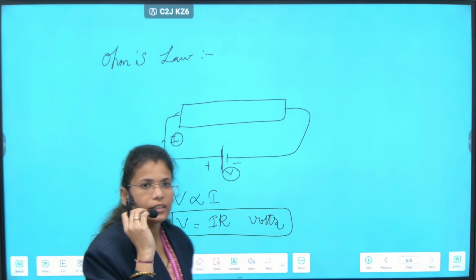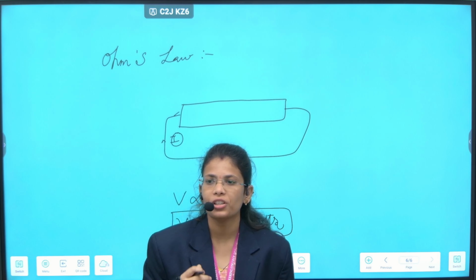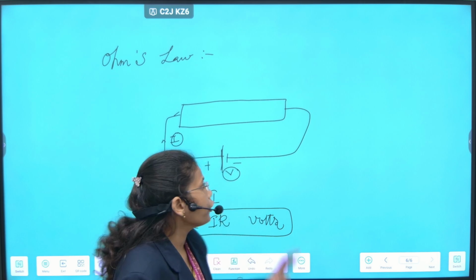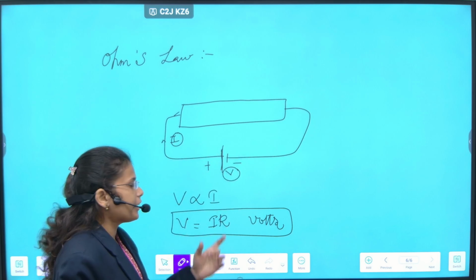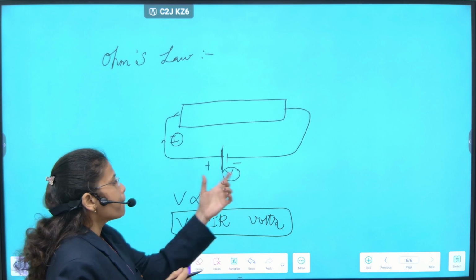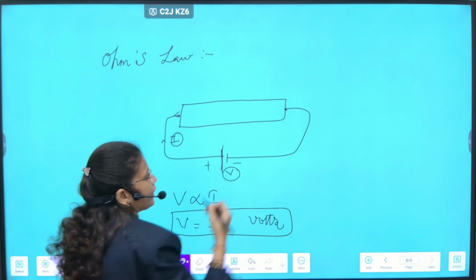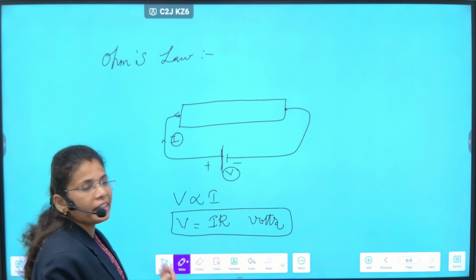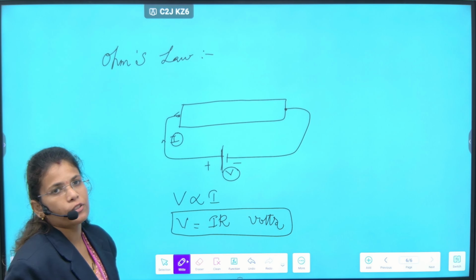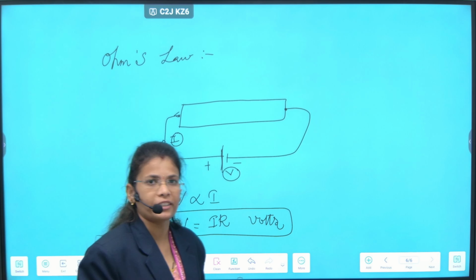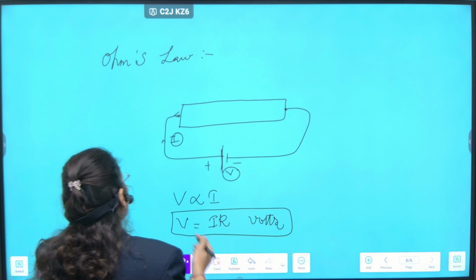Ohm's law states that at constant temperature and pressure, the current flowing through the conductor is directly proportional to the potential difference applied across the conductor. So we have some limitations, where to apply this Ohm's law and where we should not apply this Ohm's law. Let us see the limitations.